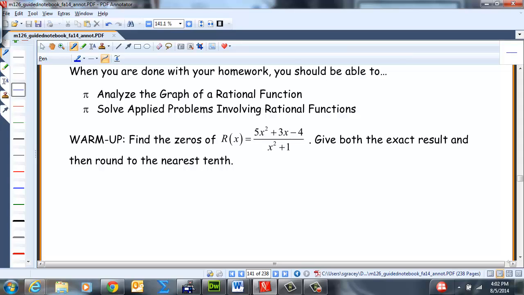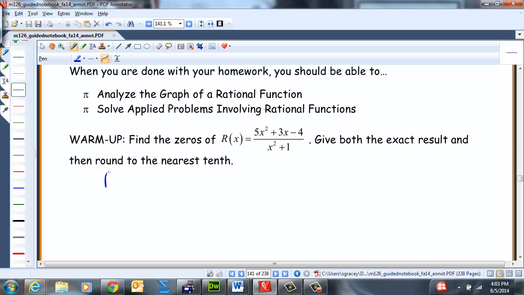So to find the zeros of the rational function, you want to think about it in the easiest way possible. When you have a fraction, if 0 is in the numerator, then the whole fraction will zero out, unless you also have a 0 in the denominator. But you can worry about that when you're in calculus. So here we go. Let's go ahead and warm up.